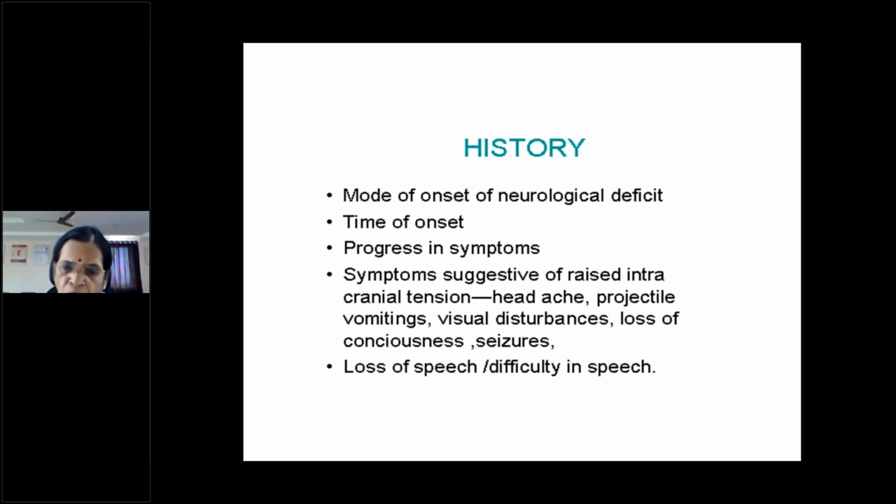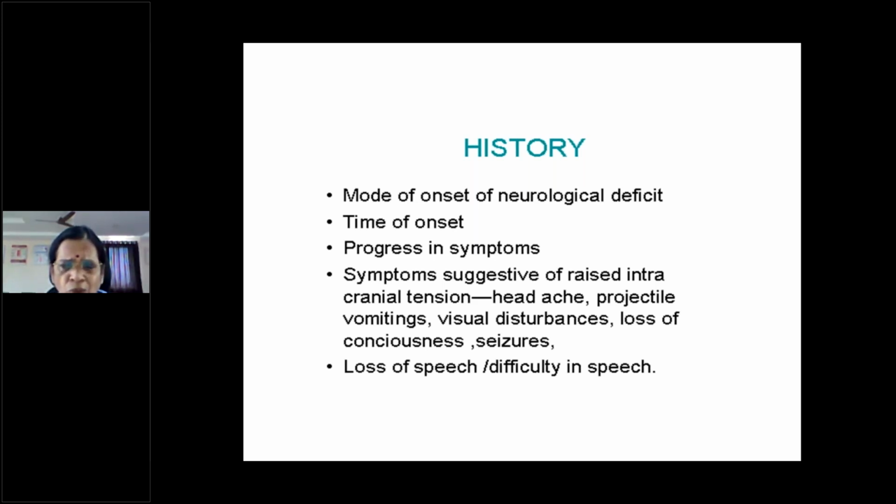Suppose the patient has a chronic neurological deficit with a long history, then you can think of a degenerative disease. If it is sudden onset, the causes are entirely different, but the clinical manifestations and examination findings are almost the same. So that's why history is very, very important. 90% of the diagnosis in the central nervous system is made by the history only.